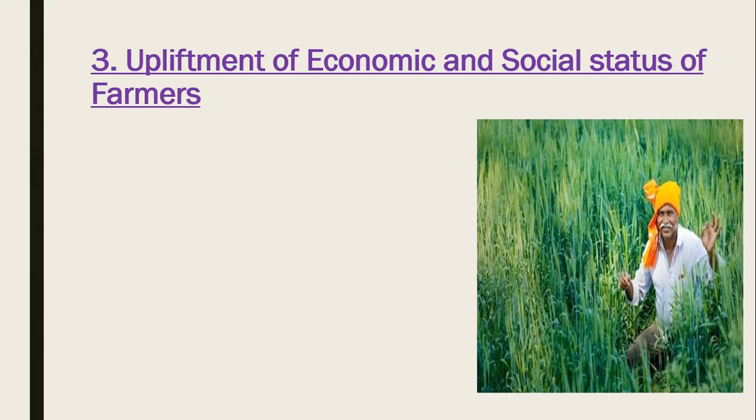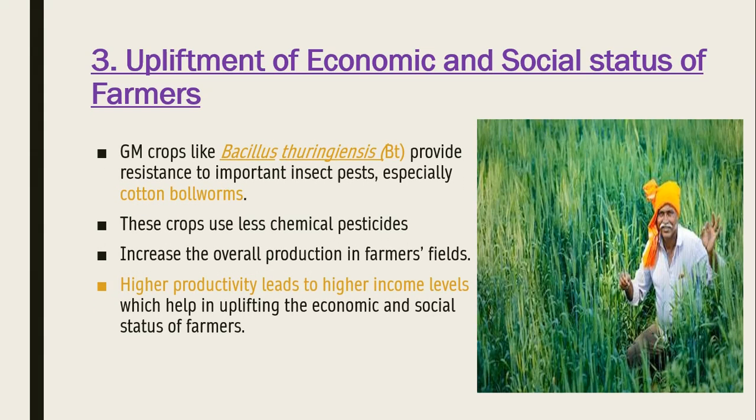Upliftment of economic and social status of farmers. Genetically modified crops would work as a boon to small-scale farmers, who constitute around one half of the undernourished population in developing countries worldwide. GM crops like Bacillus thuringiensis, Bt, provide resistance to important insect pests, especially cotton bollworms. GM crops use less chemical pesticides. It also increases the overall production in farmers' fields, where higher productivity leads to a higher economic level, which helps in uplifting the economic and social status of farmers.